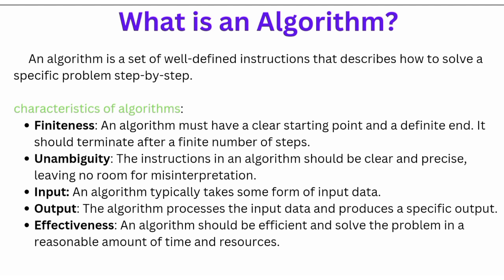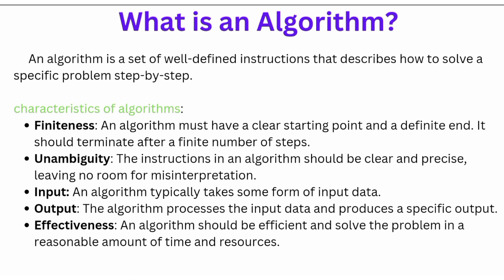Next, characteristics of the algorithm: finiteness, unambiguity, input, output and effectiveness. The algorithm must be finite. That means it must have a starting and ending point. If an algorithm is infinite, then a computer can't understand the algorithm, so we can't write a good program from it. If it is infinite, it is difficult for a computer to run that algorithm. It should terminate after a finite number of steps.